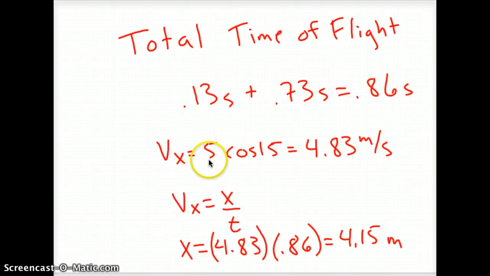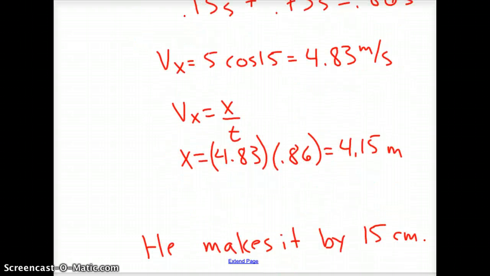Well, I know that his Vx is going to be 5 cosine 15, which turns out to be 4.83 meters per second. I substitute into the equation, I solve, he jumps 4.15 meters, which means he makes the jump by 15 centimeters. All right, so those are 3 types of parabolas looking at two-dimensional kinematics.